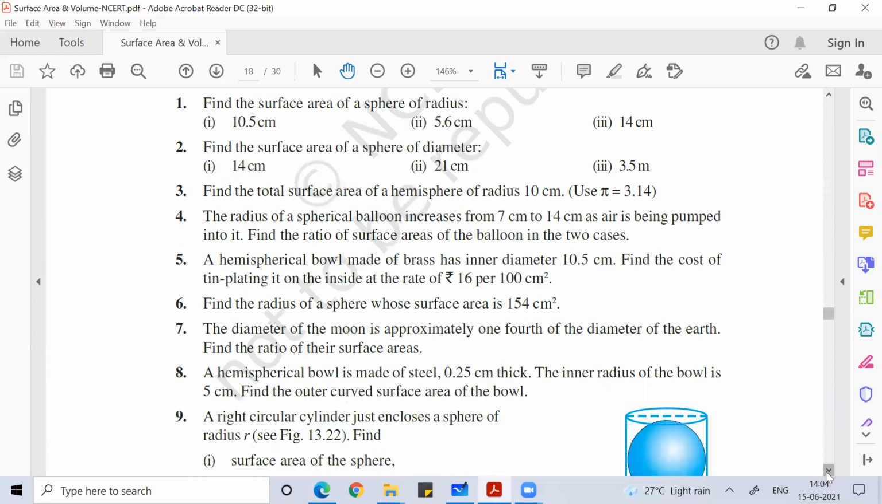एट्थ में ऐसा दिया है कि the hemispherical ball is made of steel 0.25 सेंटीमीटर थिक, इनर रेडियस दिया है 5, तो आउटर रेडियस हो जाएगा 5.25. 5.25 मतलब 525 by 100 मतलब 105 by 20 मतलब 21 by 2. अपने को ऐसे समझना है. तो आउटर रेडियस है 21 by 2. तो आउटर कर्व सरफेस एरिया क्या हो जाएगा 2 pi 21 by 2 का होल स्क्वायर.